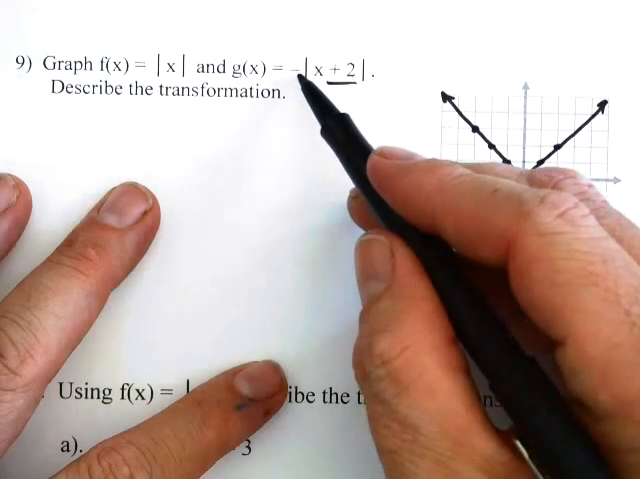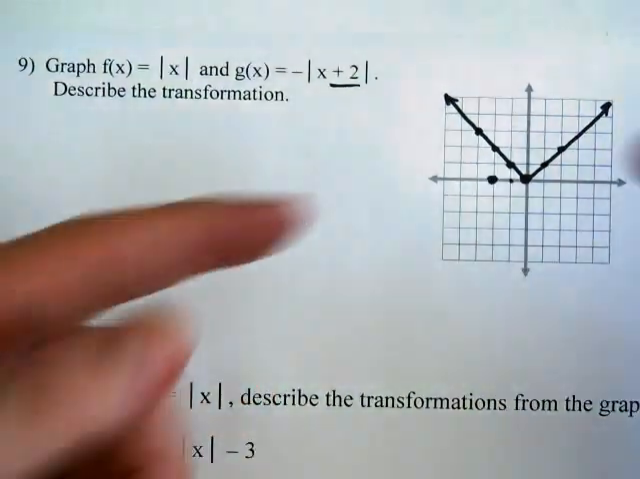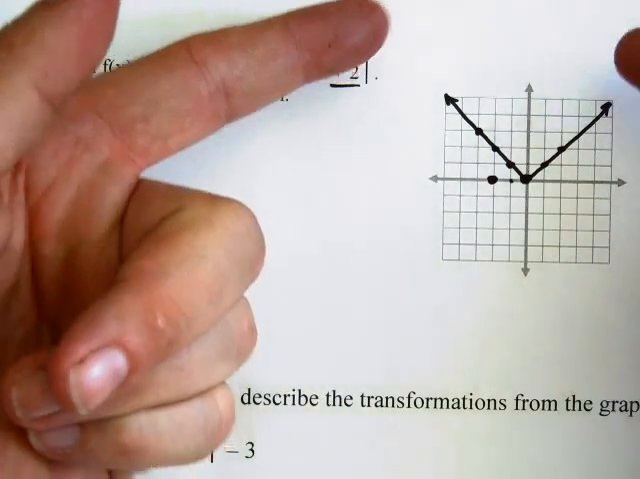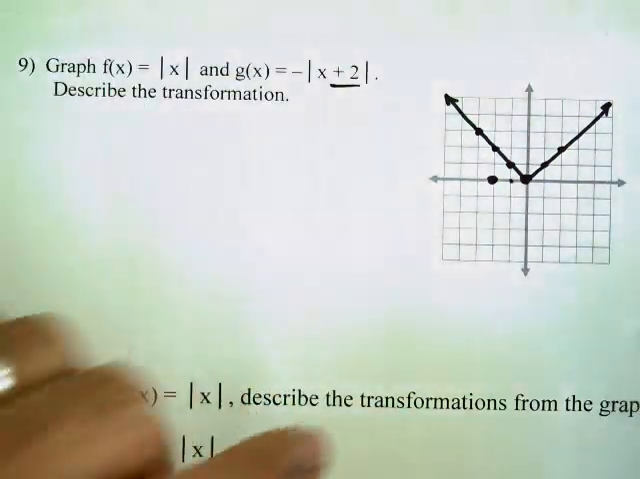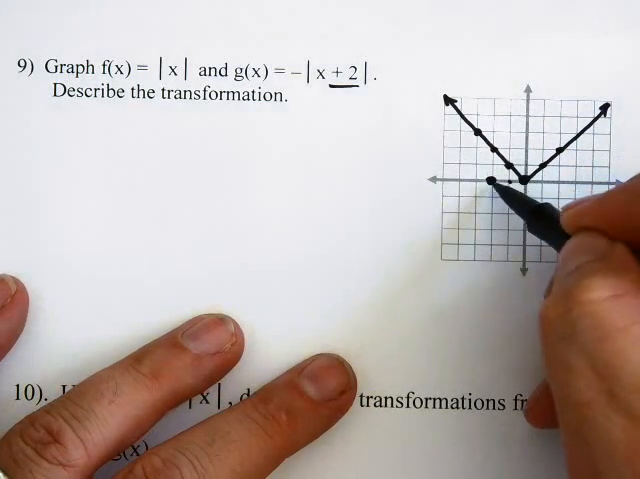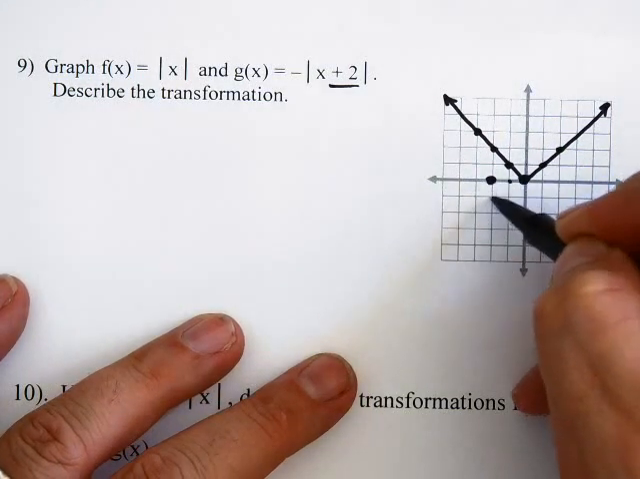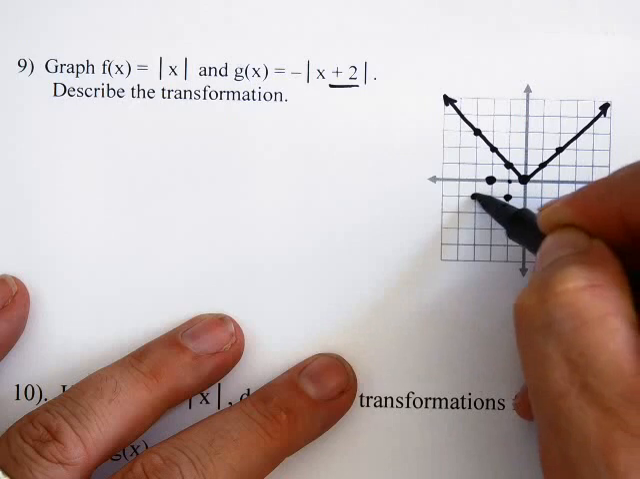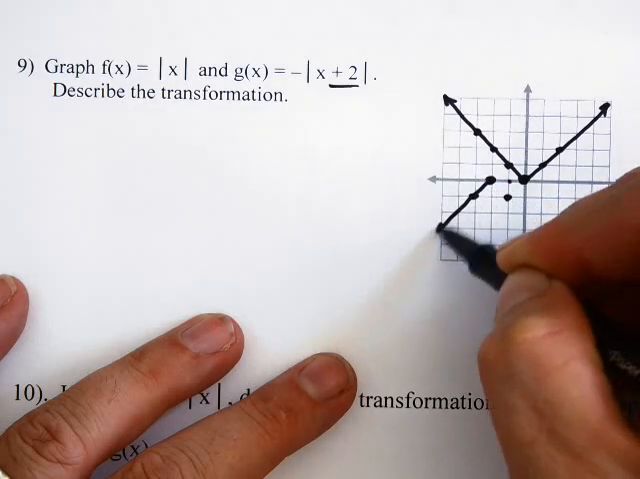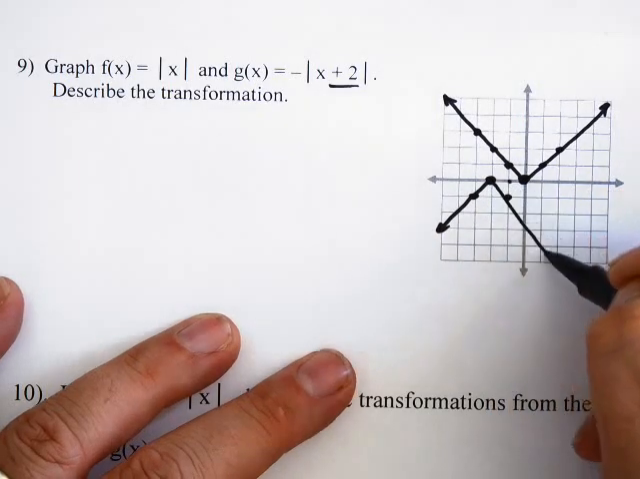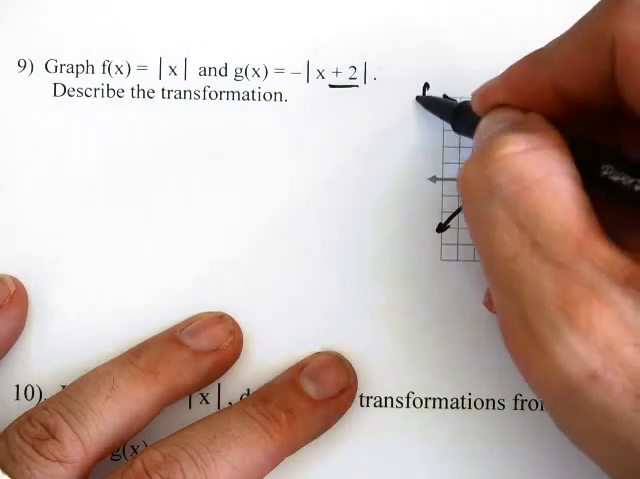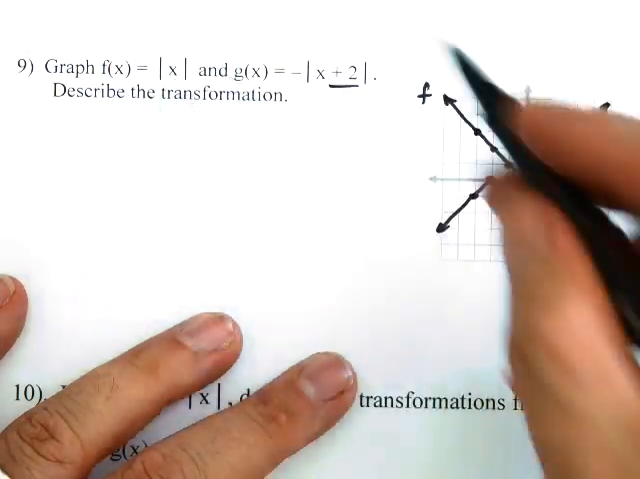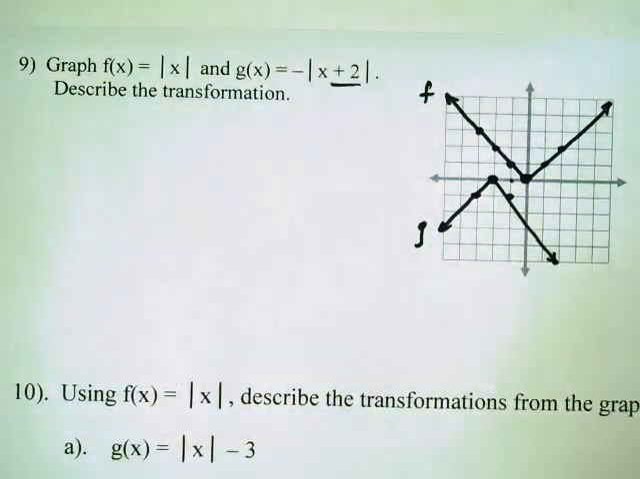And then what does this minus do? Well, that flips the entire function over the x-axis. Called a vertical flip. And so instead of going up 1 and over 1, it's going to go down 1 and over 1, down 1 and over 1, like that. Presumably, they want us to label it. This is function f, and this is function g, right there.